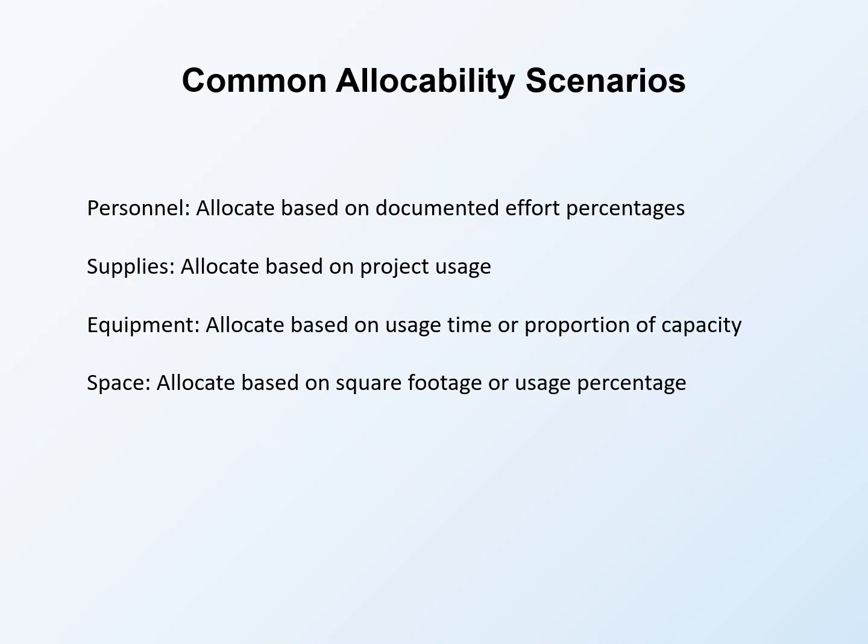Space costs, when charged directly, should be allocated based on square footage occupied by grant activities or percentage of time used for grant purposes. If your project occupies half of a shared laboratory, half the laboratory costs might be allocable to your grant. Ensure allocation methods are reasonable and documented.